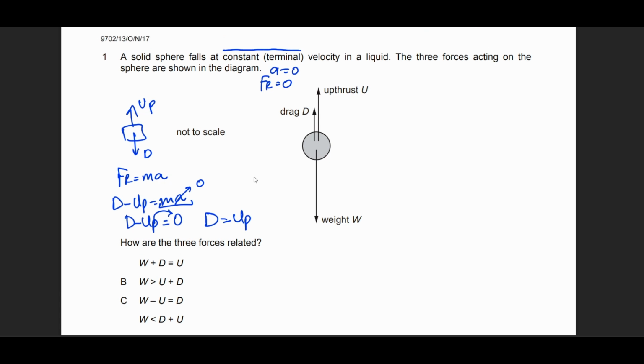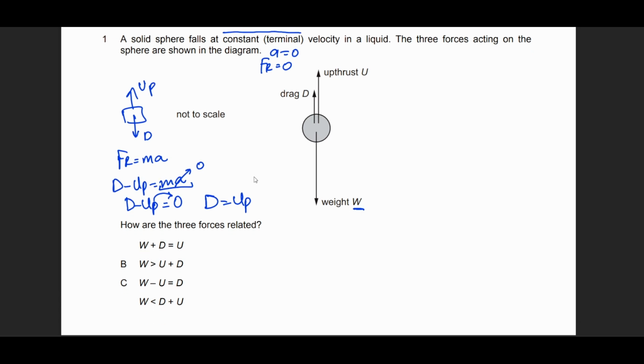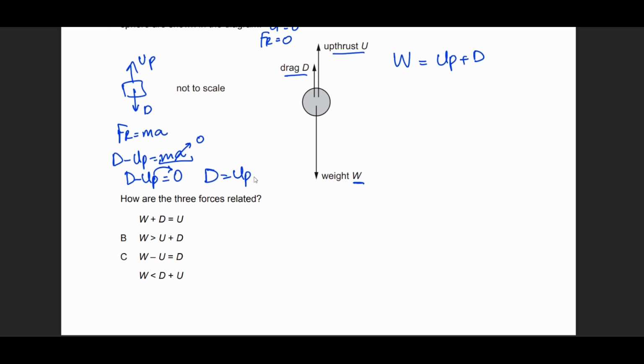So in this scenario, the weight is in the downward direction and the drag and the upthrust in the opposite direction. So simply put, if the acceleration is 0 because of the terminal velocity, I can say that all the downward forces are basically equal to the upthrust plus the drag of the system. They're supposed to be equal. Now, you will not find an equation like this in these options. So what he has done is to trick you and rearranged this equation by bringing upthrust to this side. So this becomes W minus upthrust is equal to D, which now is very close to option C.